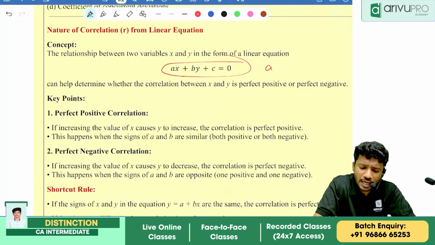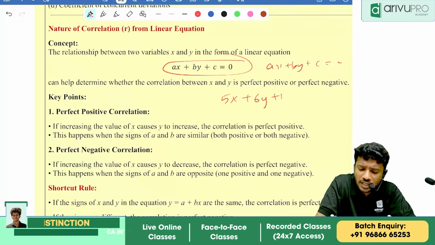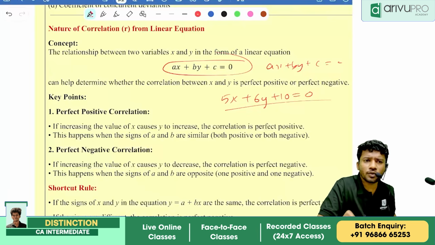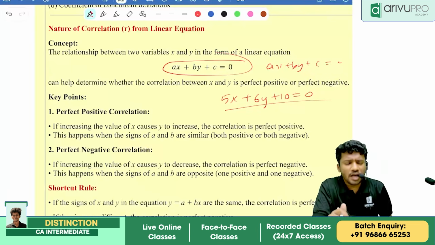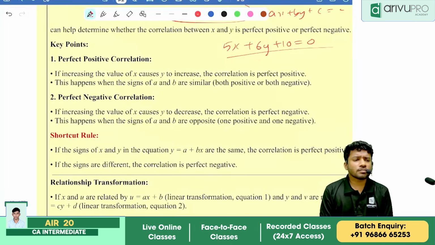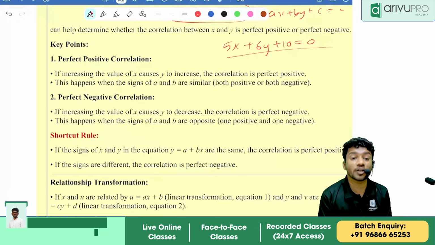For example, ax plus by plus c is equal to 0. Or I can say that 5x plus 6y plus 10 is equal to 0. They might give a question like this for us. Then they will ask us, what type of correlation is there between x and y? That means how are x and y related, they will ask after giving an equation.